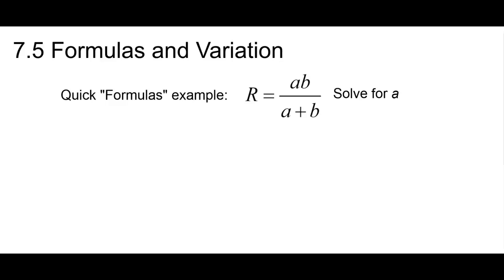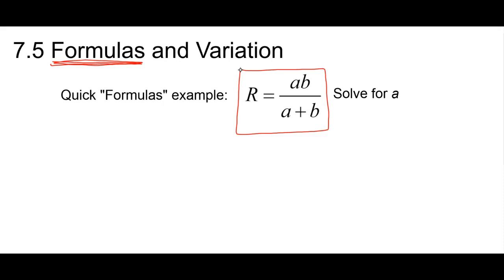Section 7.5 is about formulas and variation. These are basic equations that scientists use to either understand a situation mathematically or to take an existing equation and rearrange it to make it useful for something different. The first topic, the one that's a little bit more algebraic, is called formulas. The idea here is to take an existing formula and rearrange it to solve for one of the letters that's not currently isolated in the equation.